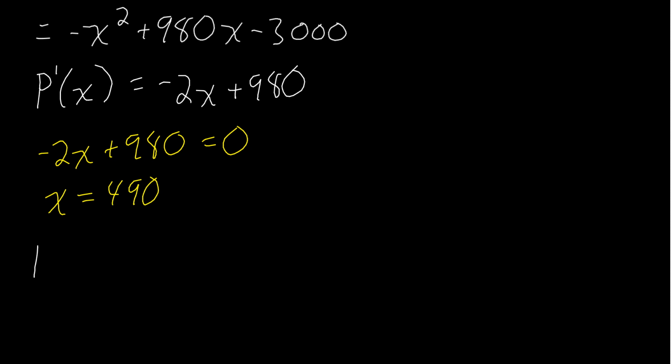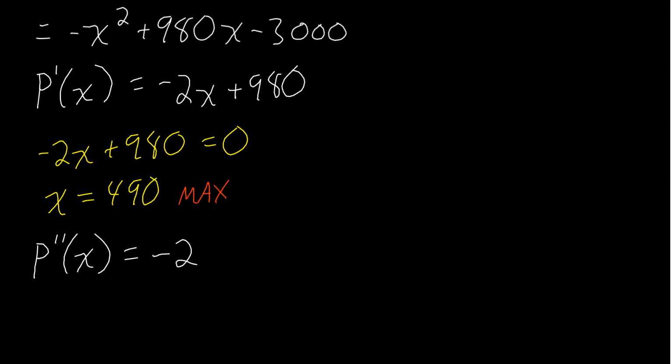So we're going to take the second derivative of this function. So p double prime of x is just a negative 2. Okay, so looking at this, it's a negative number, so we're looking at a parabola that's concave down. So obviously we have the maximum at 490. So this is going to be a maximum.